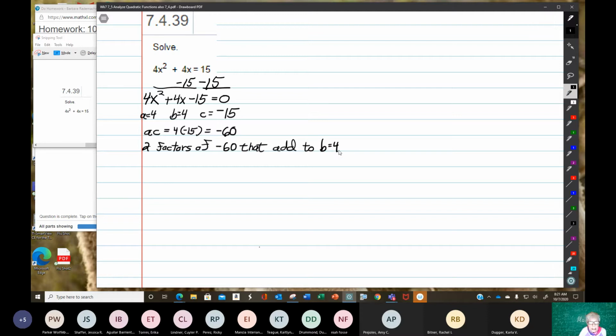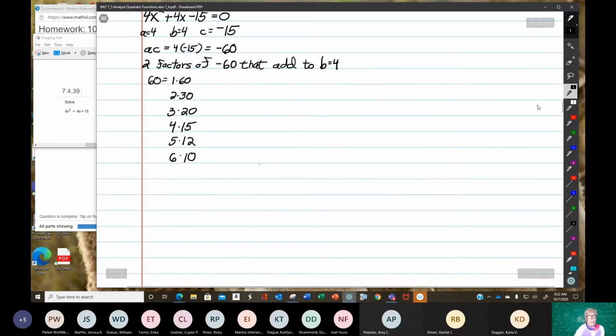So I have to take negative 60 apart. When a number is negative, I think about the positive first. 1 times 60, 2 times 30, 3 times 20, 4 times 15, 5 times 12. Yes, 5 times 12. 6 times 10. And then they start repeating.